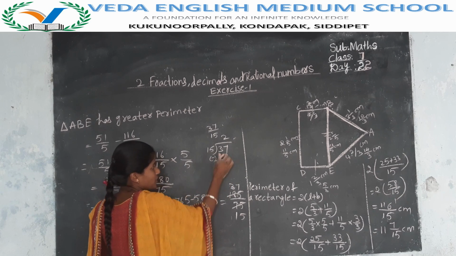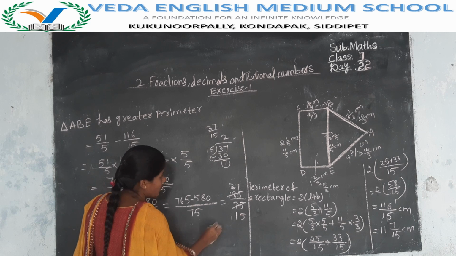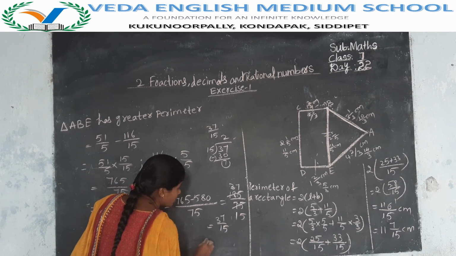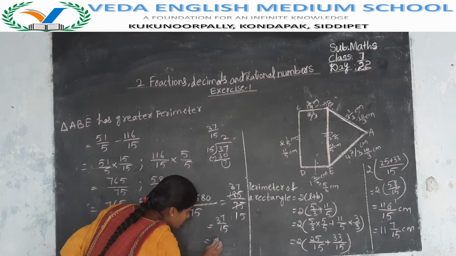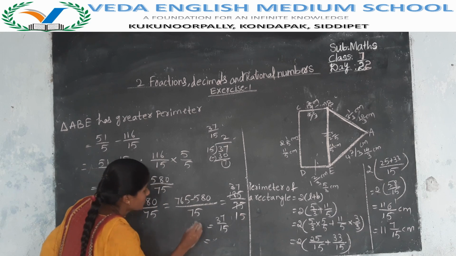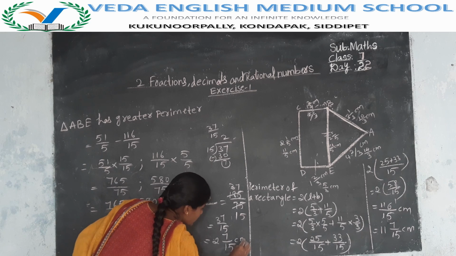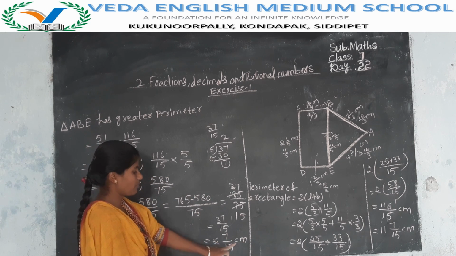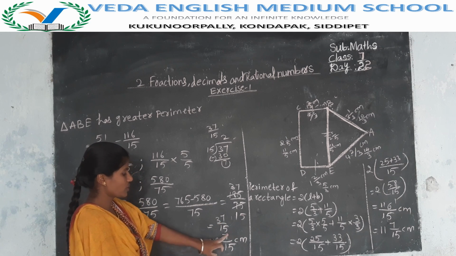Here we have to do subtraction. 7 minus 0 is 7 only. 3 minus 3 is 0, no need to write 0. If you convert this 37 by 15 into a mixed fraction, then we got 2 into 7 by 15 centimeters. 15 2s are 30, 30 plus 7 is 37, 37 by 15. The conversion of 37 by 15 into a mixed fraction is 2 into 7 by 15.